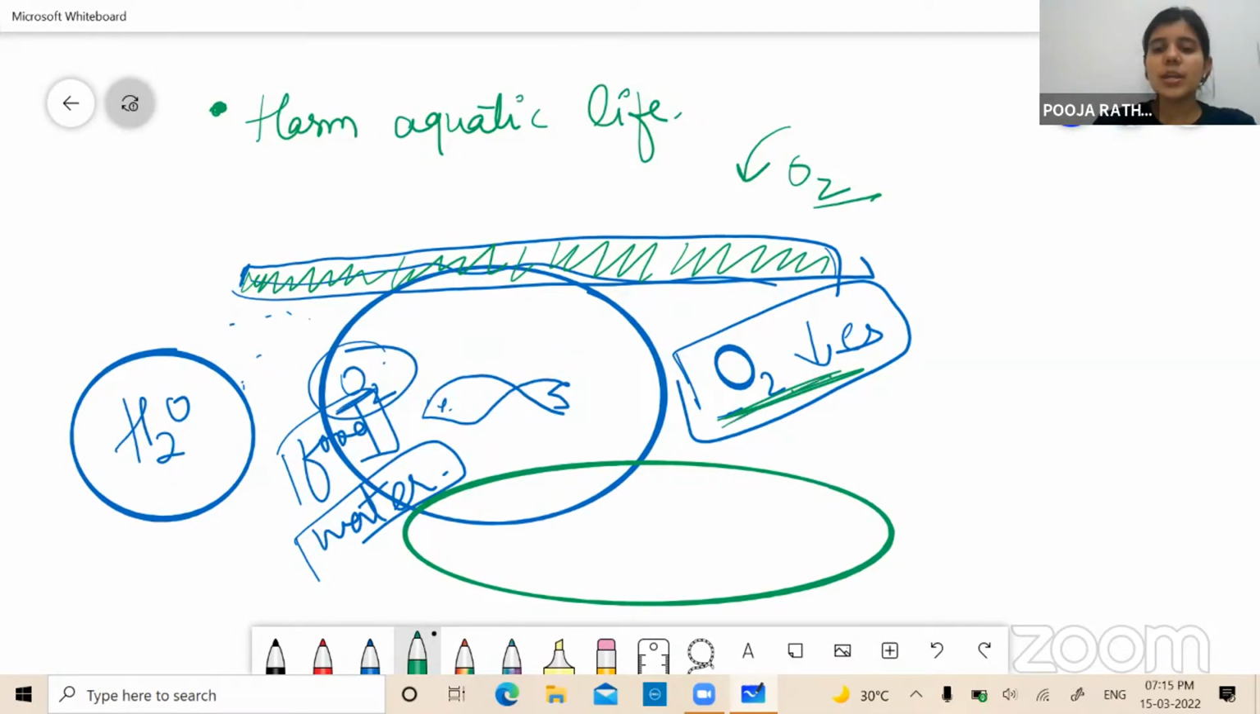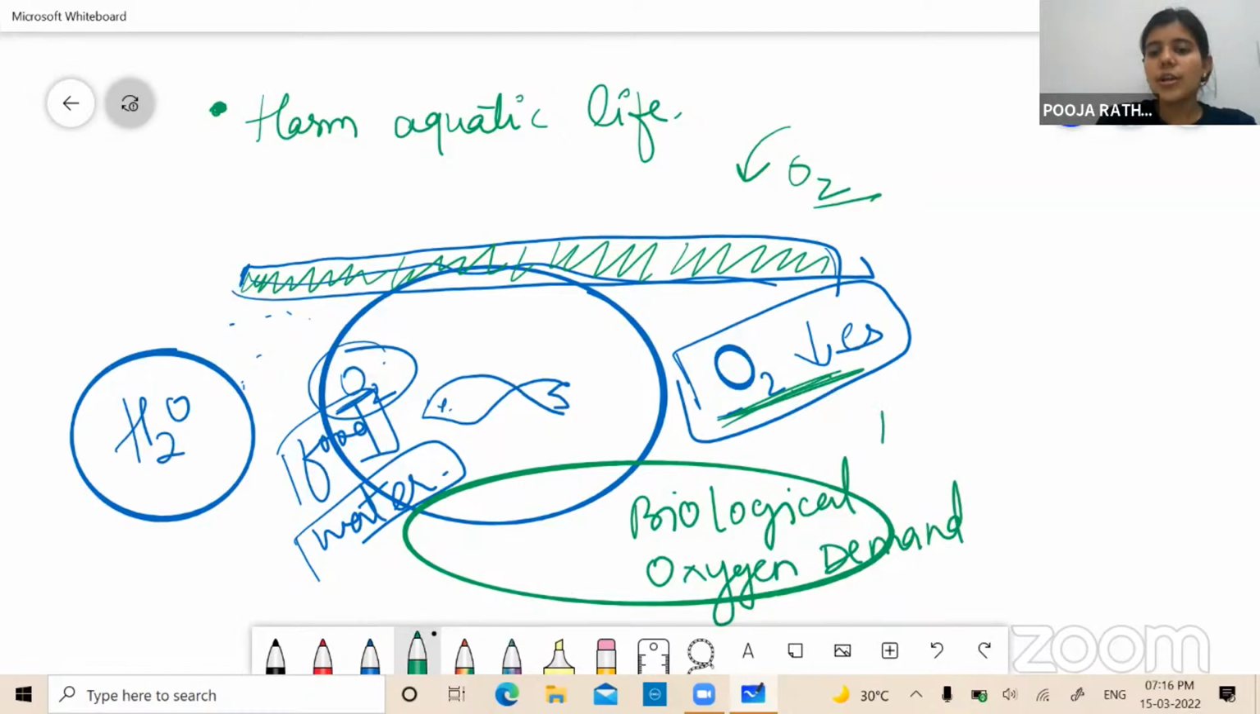This oxygen demand is mainly called biological oxygen demand. Many of you have known about this biological oxygen demand. We call it BOD also. It decreases when chemicals inside water increase. Okay, so this was the harm for aquatic life.